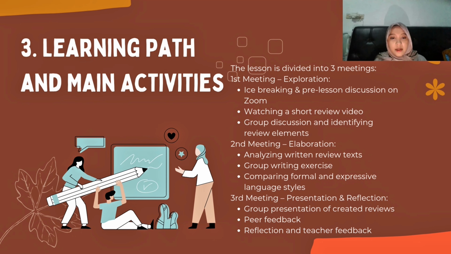So the third one is learning path and main activities. The lesson is divided into three meetings. The first meeting is exploration: ice breaking, pre-lesson discussion on Zoom, watching a short review video, and group discussion and identifying review elements. The second meeting is elaboration: analyzing written review text, group writing exercise, comparing formal and expressive language styles. The third meeting is presentation and reflection. The first is group presentation of created reviews, the second one is peer feedback, and the last one is student and teacher feedback.